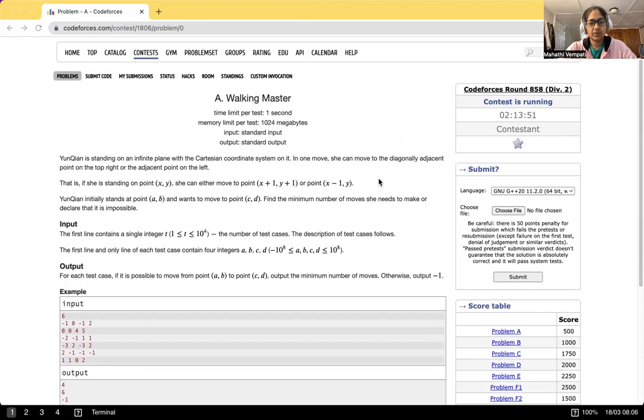In one move, she can move to a diagonally adjacent point top right or adjacent point on the left if she's standing at X. Oh, okay, so it's numbered from down to top. x plus 1, y plus 1, or x minus 1, y stays. Or adjacent point on the left.